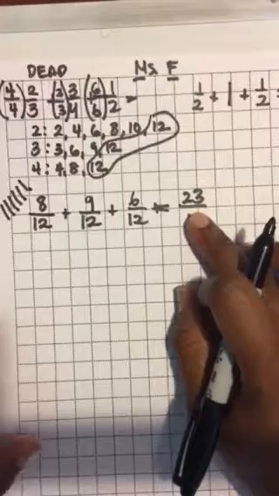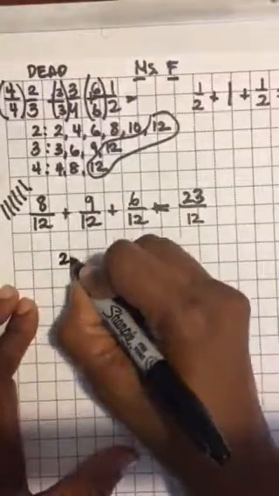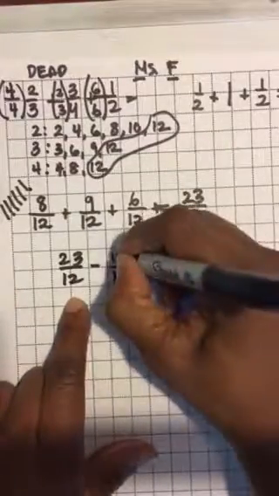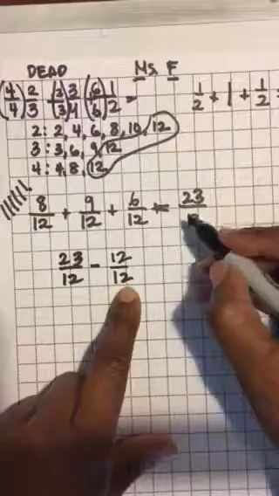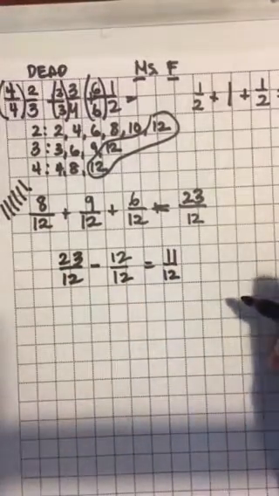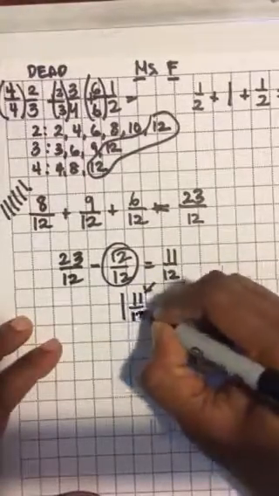Improper means not right, which also means it's not simplified. So we're going to take away that whole. The denominator tells me that I need 12 in order to get to the whole. 23 minus 12 is 11. So we have 1 and 11 twelfths.